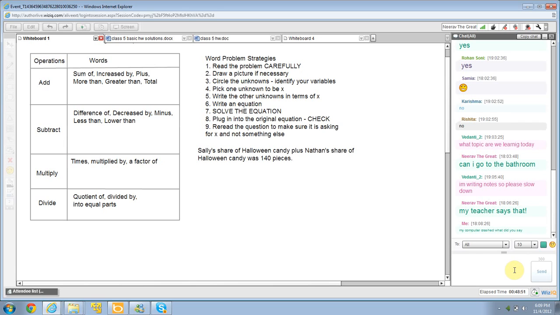It's not asking you to solve anything, but it's just showing where these words are. So you see Sally's share of Halloween candy, and then you have this plus right here. Plus is a keyword, and you can see the plus leads you to addition. Nathan's share of Halloween candy was 140 pieces. So that's how you get an equation. And then the problem could go on, say, if Sally's share was half of Nathan's, then how much did she have, or something like that.